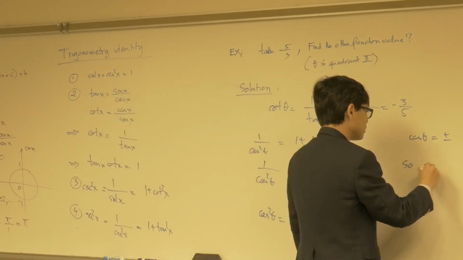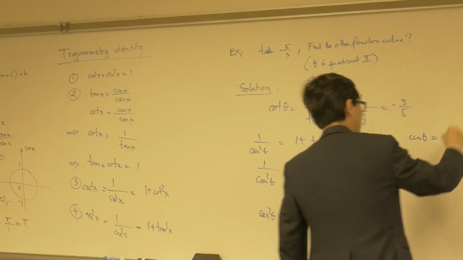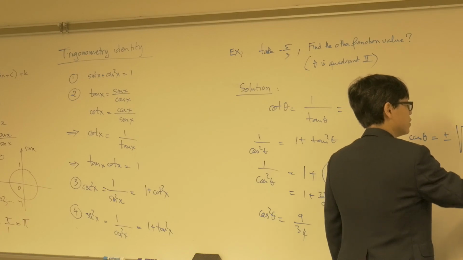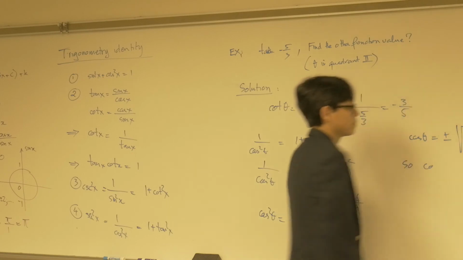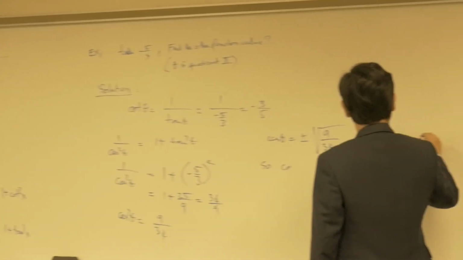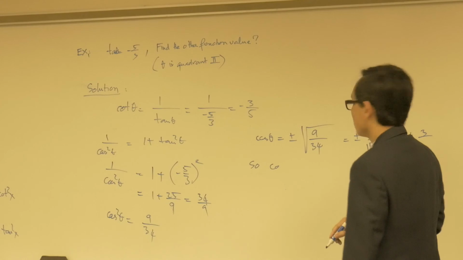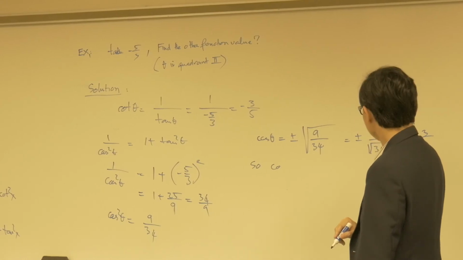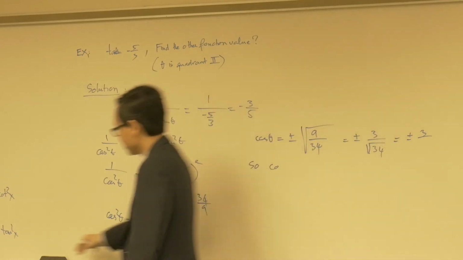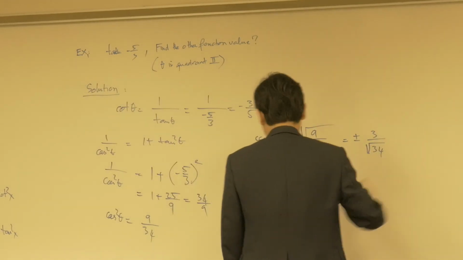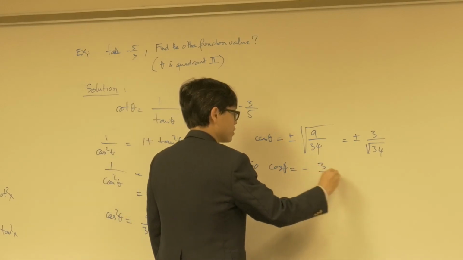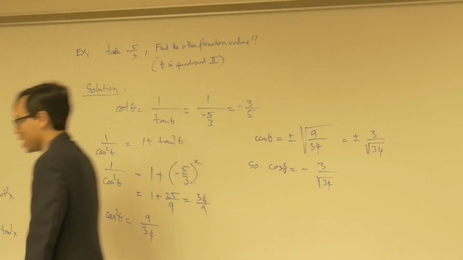Isn't it a square root? You didn't take the square root of the right side. Oh, yeah. Okay, so that gives you plus or minus 3 over... Well, you can simplify that. Can anyone help me simplify this 34? Can we? No, we can't, because it's 2 times 17. Okay, so cosine theta will be negative. So it will be negative 3 over square root of 34. That's the cosine.